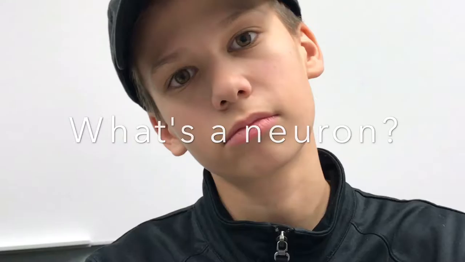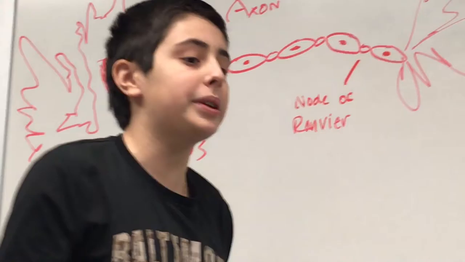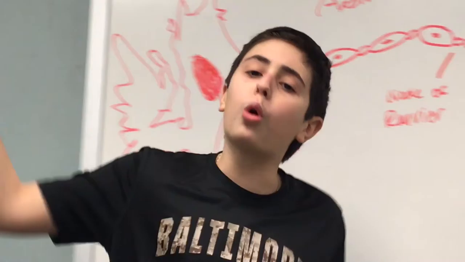What's a neuron? You want to know what a neuron is? I'll tell you what this thing is. This is a neuron, baby. And a neuron is a basic working unit of the brain. It's a specialized cell designed to transmit information from one nerve cell to another muscle or other gland cells. And that's what a neuron is, baby.